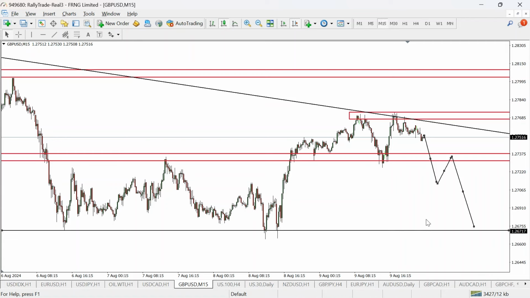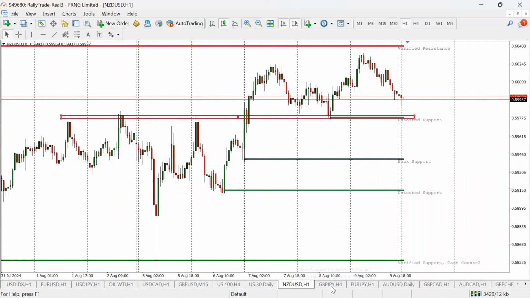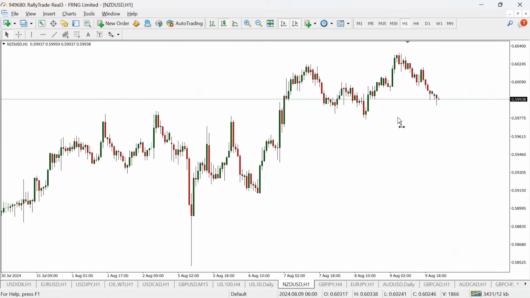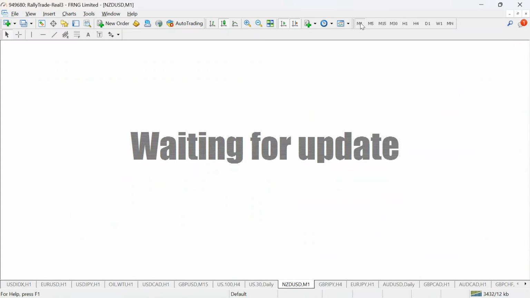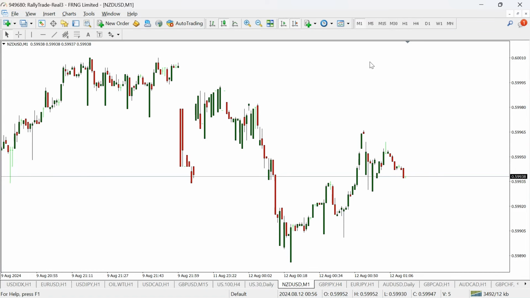Now, before we end this particular video, let's look at one more instrument. Let's look at NZD/USD. All right, so let's clear this. Let's stay on a plain chart. Now, the same idea. Let's say my execution time frame is the 1 minute time frame. I don't like trading from the 1 minute, it's too much noise. But let's say our execution time frame is the 1 minute time frame.